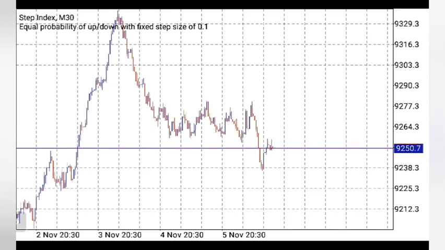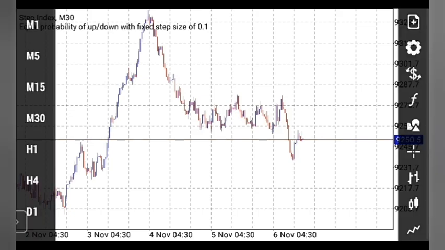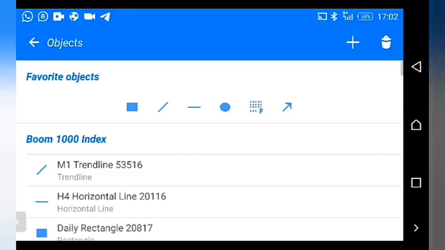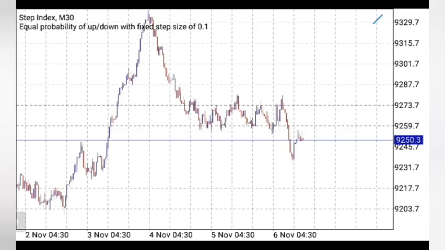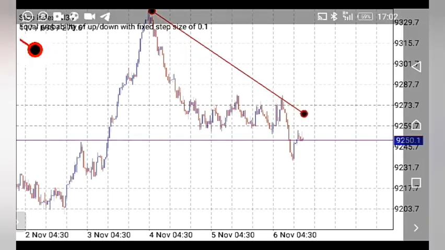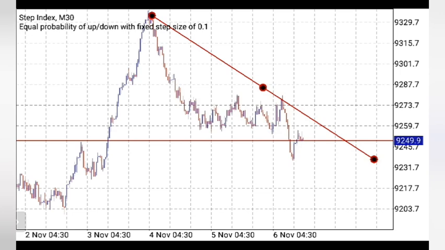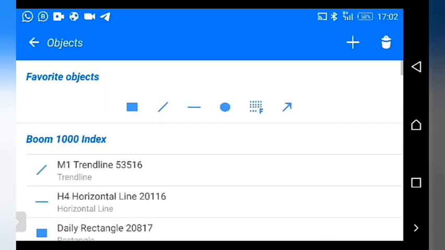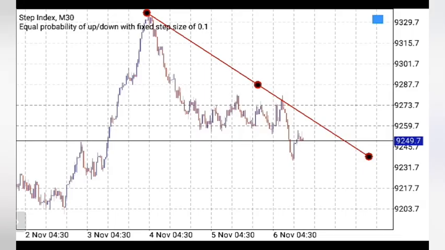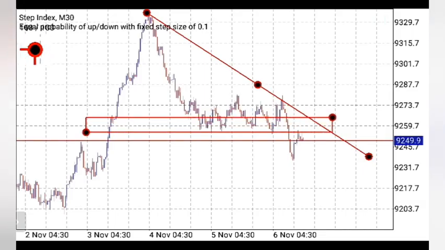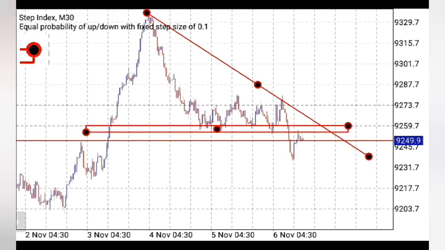Now look at what is happening here, guys. This is a very good structure I have seen here, and I want to show you how you can take advantage of it and milk the Deriv market.